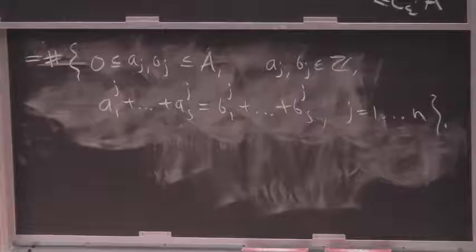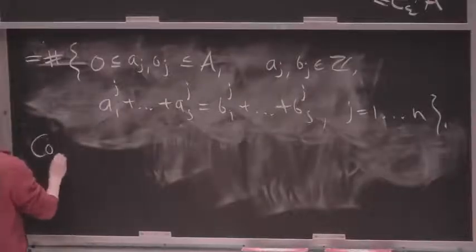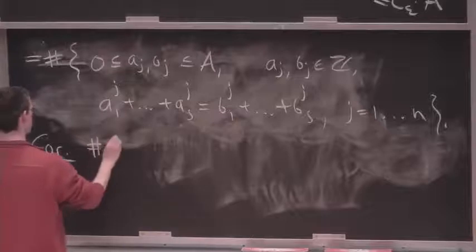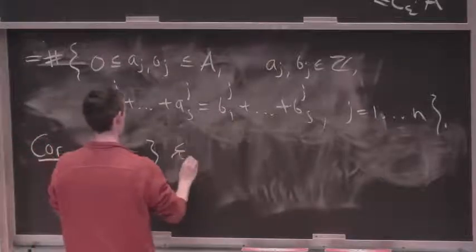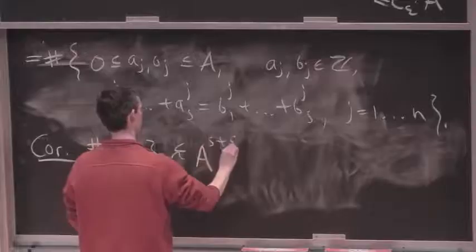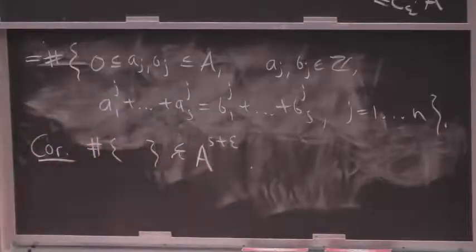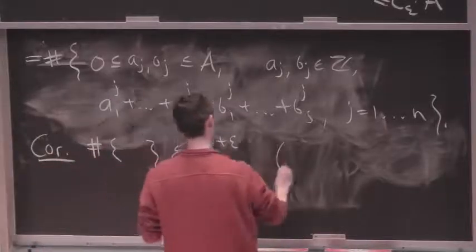So this integral that we estimated with Fourier analysis is telling us how many integer solutions there are to these Diophantine equations. And if you unwind what the estimate is, the corollary is that the number of solutions to this is bounded by A to the s plus epsilon. And this is also sharp up to the epsilon.